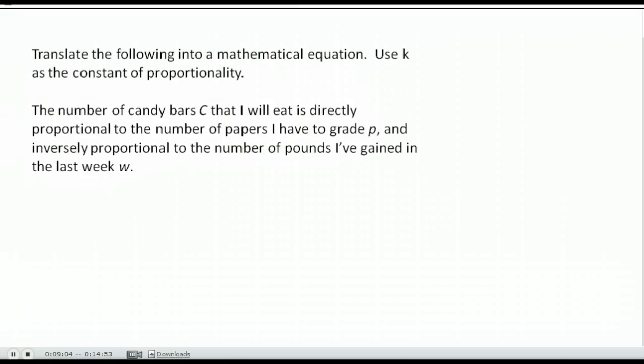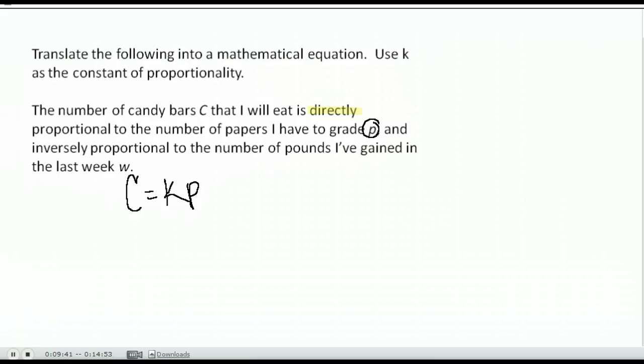Okay, like I said, sometimes you'll have a combination of the two, so just look through the question carefully. Here's an example of that. The number of candy bars C that I will eat, and this is sadly true, especially right now, is directly, okay, so that means we're going to multiply by our K. Let's go ahead and put our K in there first to start off. It's directly proportional to the number of papers I have to grade, P. So it's directly proportional to P.